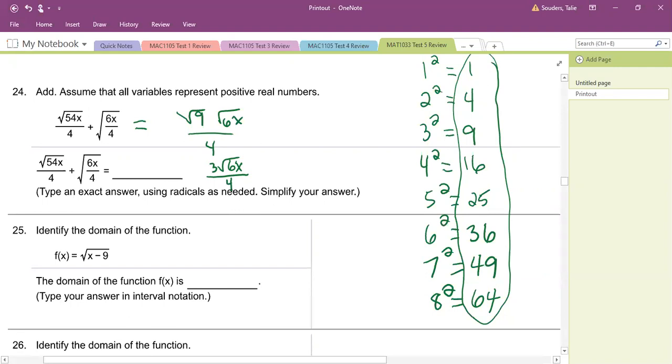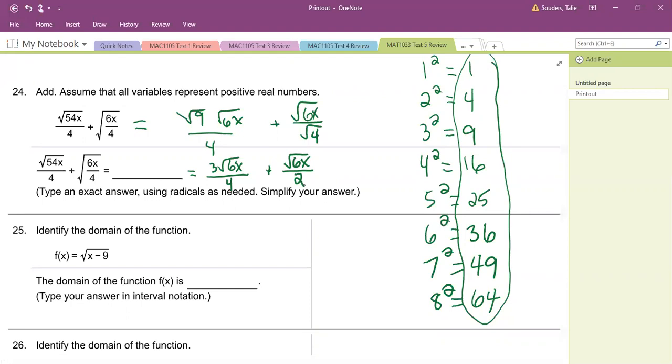Now let's look at the second fraction. Remember we talked earlier that when you're doing the square root of a fraction, you can do the square root of the numerator divided by the square root of the denominator. So we're going to leave the square root of 6x alone. But then what is the square root of 4? 2. Very good. So in order to add these fractions together, what do we need to do next?